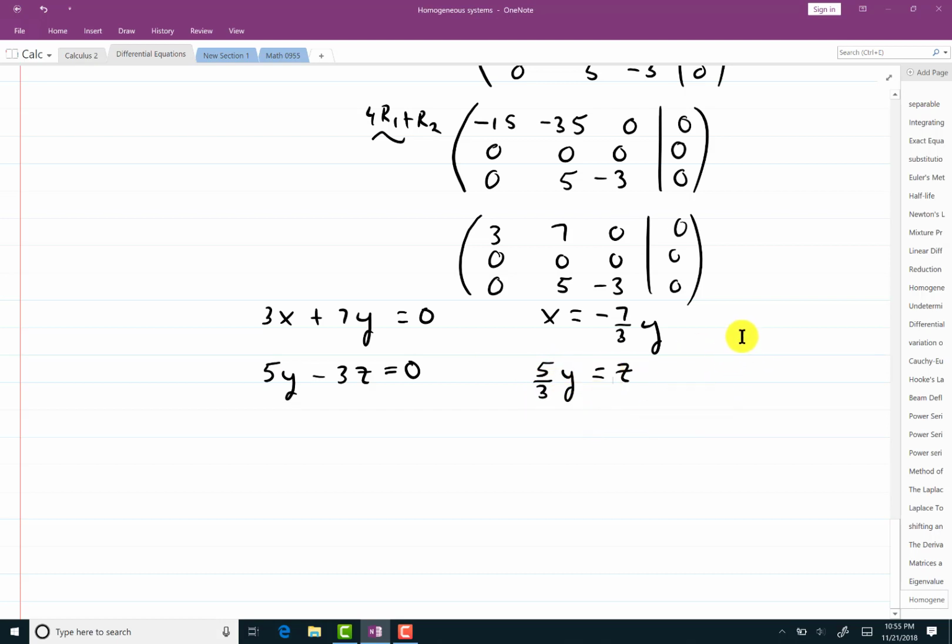The reason why I'm doing it this way is because, remember, I'm trying to pick these things to be as easy as possible, avoiding fractions if I can. So it seems reasonable to me for my second eigenvector that if I chose y to be 3, then neither x nor z would be fractions. So if y is equal to 3, x is equal to -7, and then z is equal to 5.